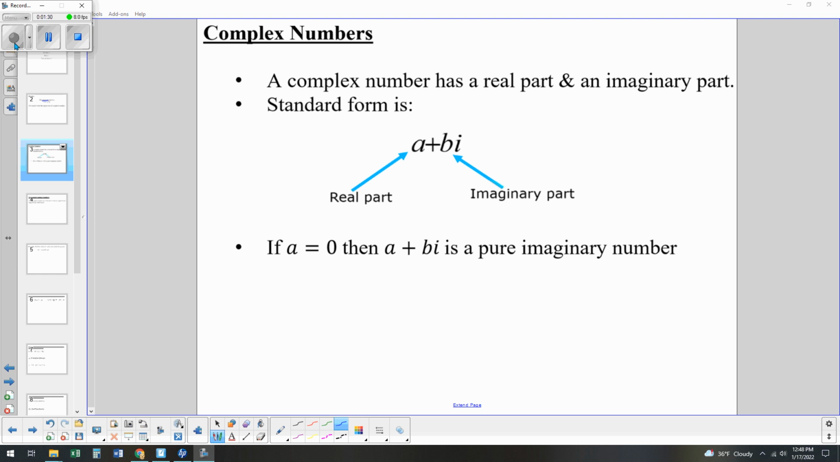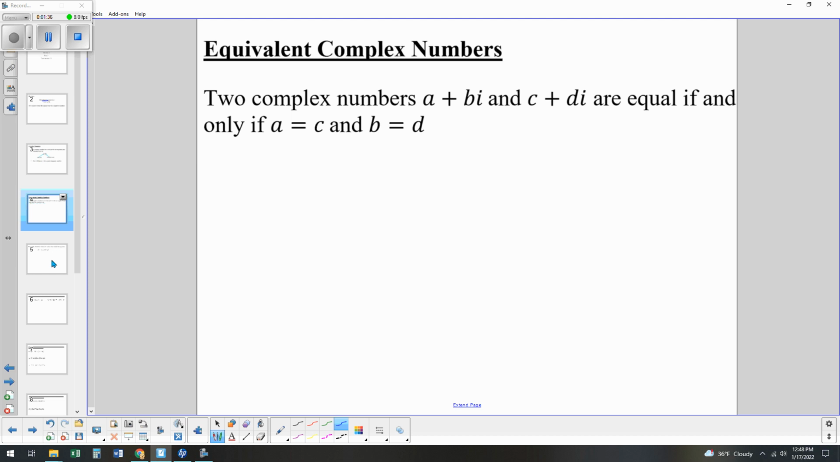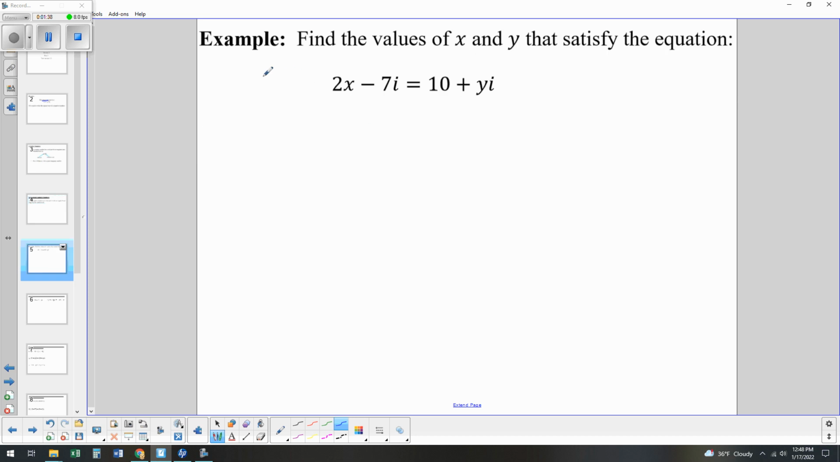And I apologize, I just realized I said this is day 2. This is actually day 3 of Unit 3, Section 2. So now that we talked about equivalent complex numbers, matching up the real with the real, matching up the imaginary with the imaginary, that's what we can do.